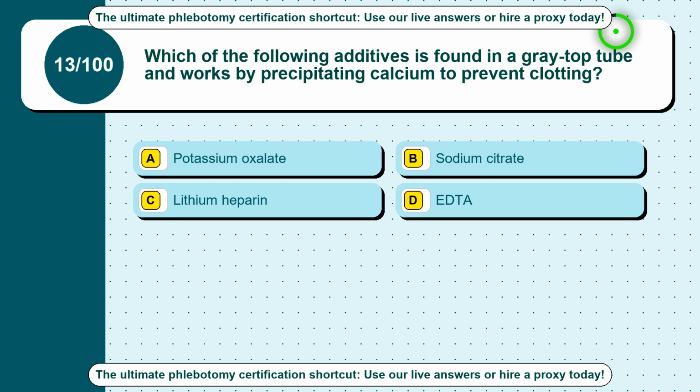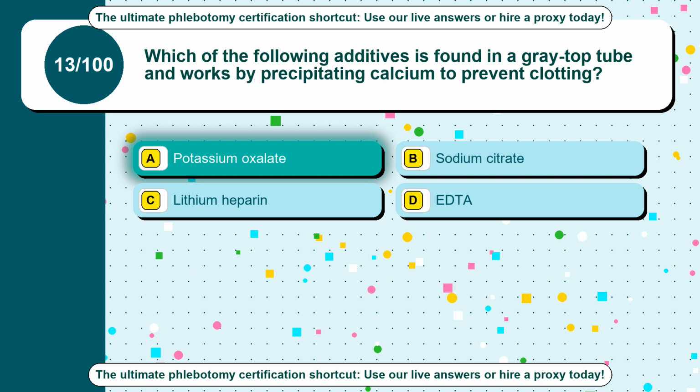Question 13. Which of the following additives is found in a grey top tube and works by precipitating calcium to prevent clotting? Option A, potassium oxalate. Option B, sodium citrate. Option C, lithium heparin. Option D, EDTA. The correct answer is option A, potassium oxalate.